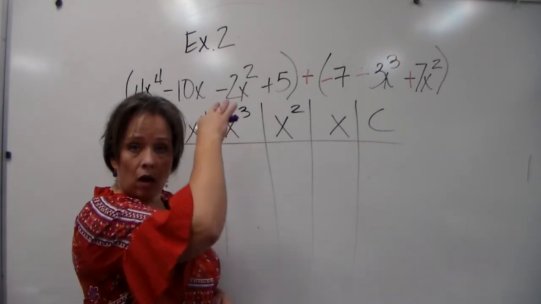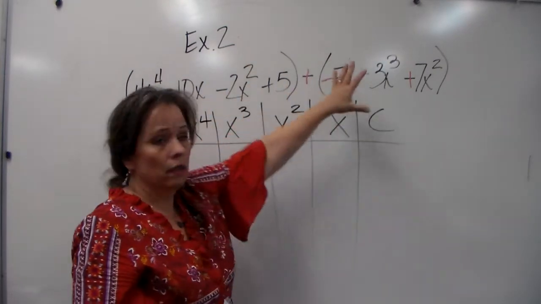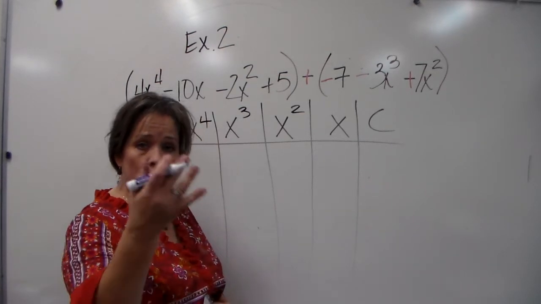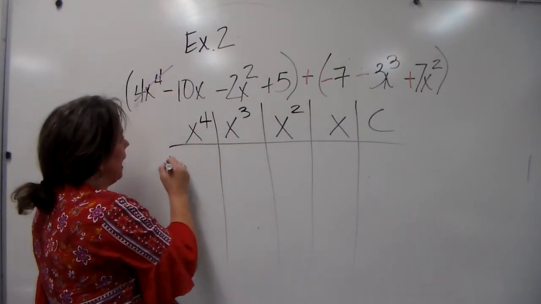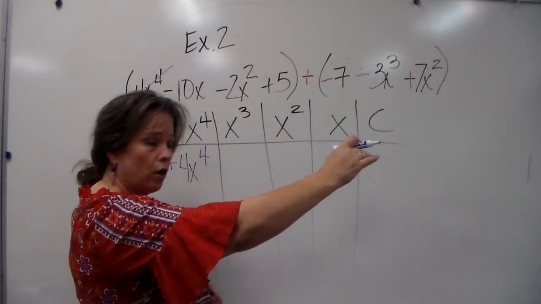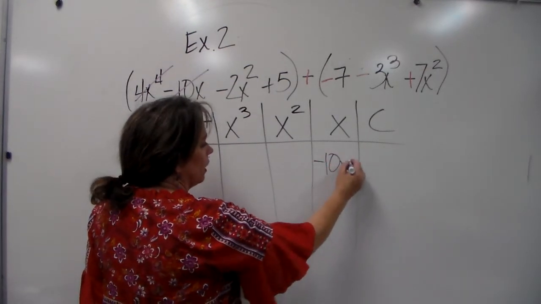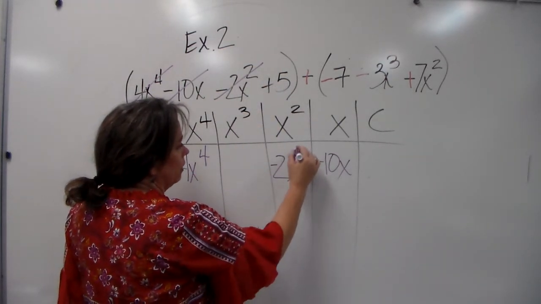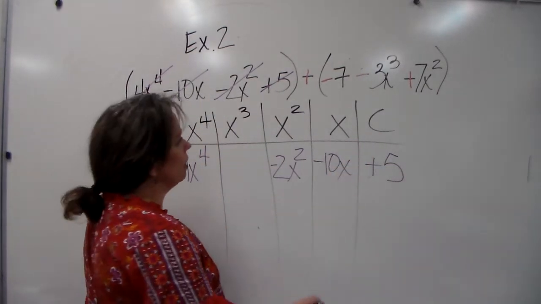And when I bring them out of our polynomial problem up here, this example number 2, I'm going to line them out as I put them in the columns so that I know I've got this one in our sorting columns. So this is a plus for x to the fourth. Okay, and I'm just going to go in order here. Then we have a subtract 10x, so it'll go over here in our x column. Then we have a subtract 2x squared. A plus 5 will go in our constants column.